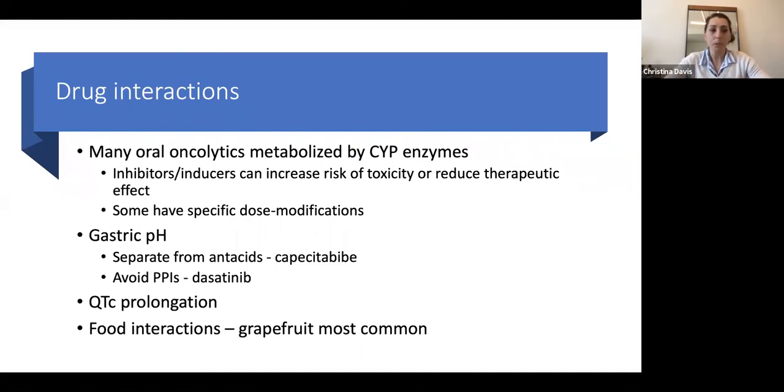QT prolongation, we're always thinking about this. Many oral oncology drugs are associated with QT prolongation. So again, another important reason to be doing MedRec. And then food interactions, not just whether or not it should be taken with food, but also we know that grapefruit has drug interaction. It's a CYP3A4 inhibitor. And so that's really the most common thing that comes up.